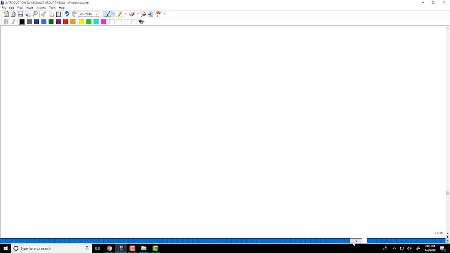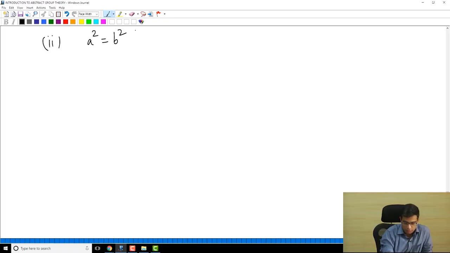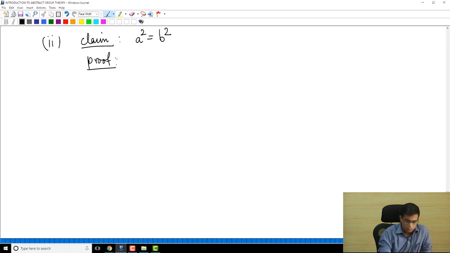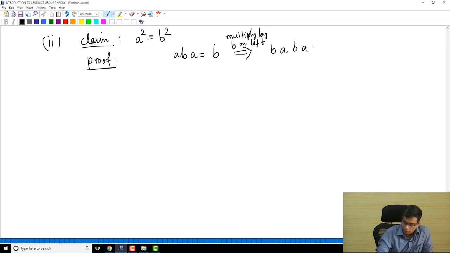Next, I will claim that, so I think I called it claim 1, I'll claim 2: A squared equals B squared. I claim this. Why is this true? Remember, I have shown that ABA equals B. Let me multiply by B on the left. What do I get? So I get BA equals B squared.